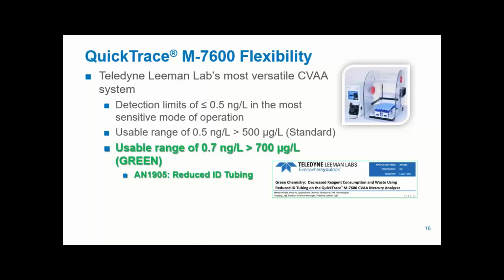And also the green chemistry tubing shifts the range up a little bit, so it goes from 0.7 nanograms per liter up to 700 ppb. That's really nice. And if you want to read more about the validation of the green chemistry tubing setup, you can check out App Note 1905 on our website.